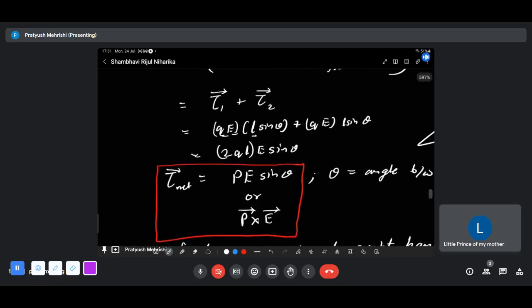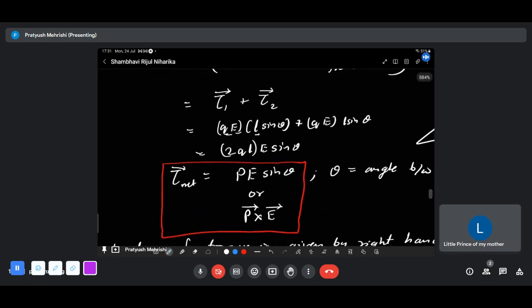Okay. So when we add them, we will get net torque as PE sine theta. Or what we can write it as? Sorry, P cross E. P sine theta we can write as P cross E.